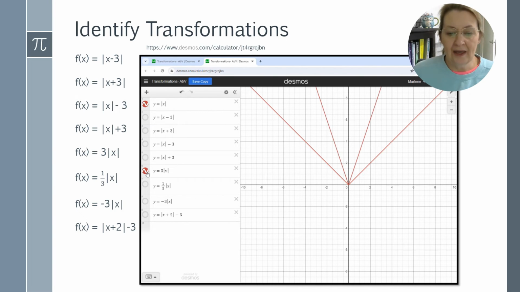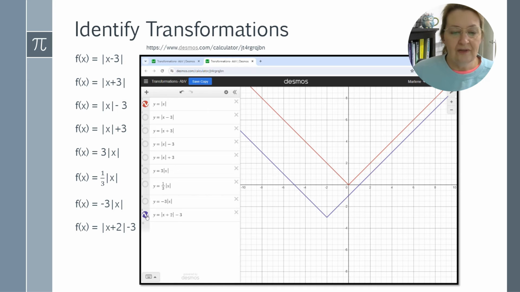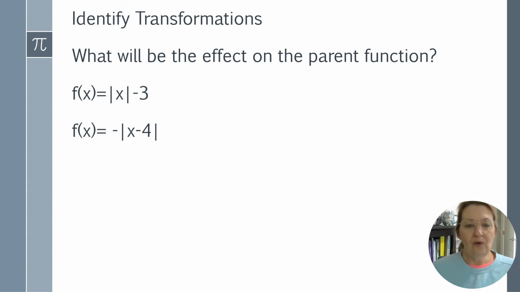Now here's your a at 3. See, it got skinnier. And here's your fraction. See, it got wider. A negative sign flips it upside down. Now here's a combination. This moved it 2 units and 3 units. So you can have more than one combination. Now that's not going to be your problem, just restating the rules, most of the time. You're actually going to use these as tools.